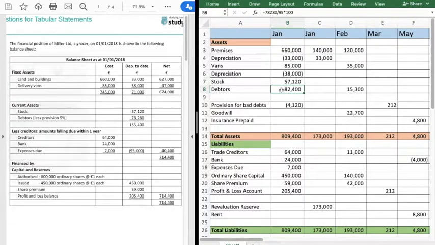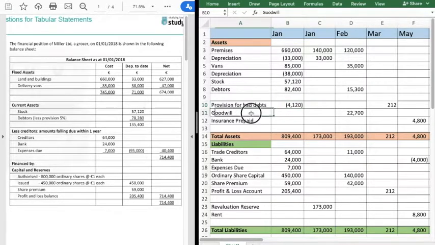So that full figure, the 100%, is 82,400. To get your provision for bad debts, you take your 82,400 minus the figure given in the balance sheet, the 78,280, and that's your provision for bad debts. Again, just remember that's shown as a negative because in the balance sheet it's debtors minus provision for bad debts.